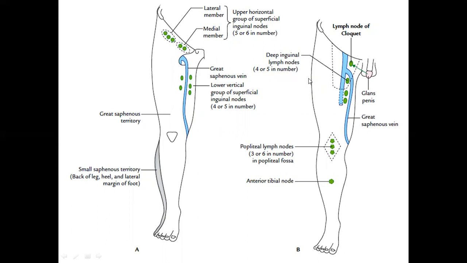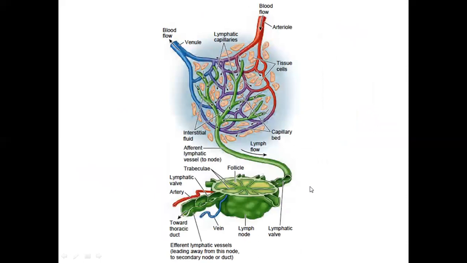Now, the deep inguinal group of lymph nodes is 4 to 5 in number. If you remember the femoral triangle, at the medialmost aspect of the femoral canal, which we have studied, there is one lymph node, the lymph node of Cloquet or lymph node of Rosenmuller, which is one of the lymph nodes of the deep inguinal group. As you go down, these are all deep inguinal lymph nodes. In this picture, we can also see in the popliteal fossa the popliteal group of lymph nodes, 3 to 6 in number. In front of the tibia, we have the anterior tibial nodes.